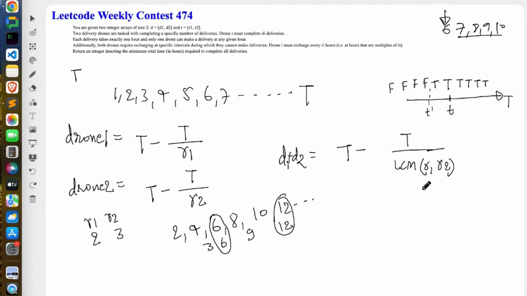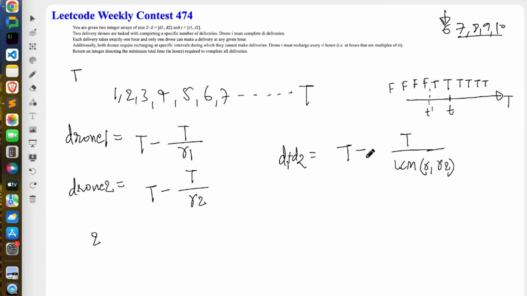So that's exactly what I have done here. I have found out the times, for the time limit t, when both d1 and d2 would be charging. So that is t divided by the LCM of r1 and r2. The LCM of r1 and r2 is nothing but 6. See, it's a multiple of 6: 6, 12, then the next would be 18, then 24, and so on. So that's what I have found out. Now this is my d1 plus d2. Now the job is easy.